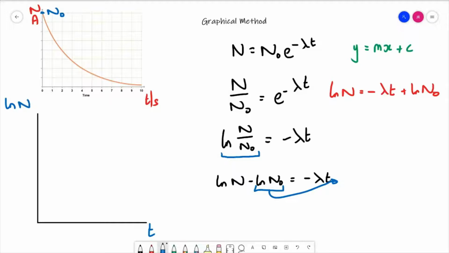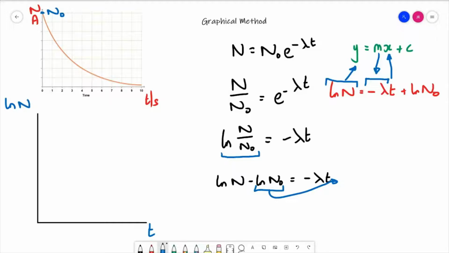If we now compare the equation in red to the general equation of a straight line in green, we can see that we've lined everything up with where it should be. The natural log of n is on the y-axis. Time is on the x-axis. What this now shows us is that we expect the gradient of this graph to be minus lambda. What that means is that the gradient of the line will be negative.